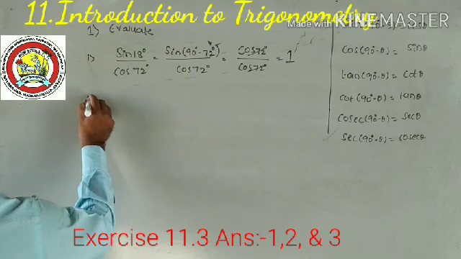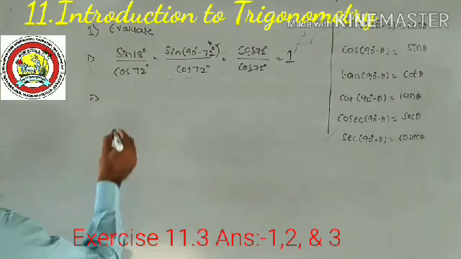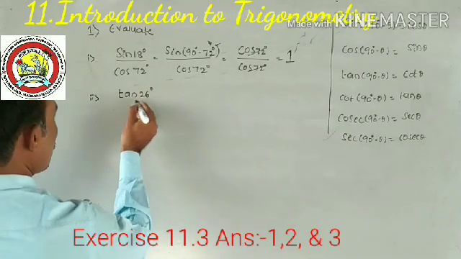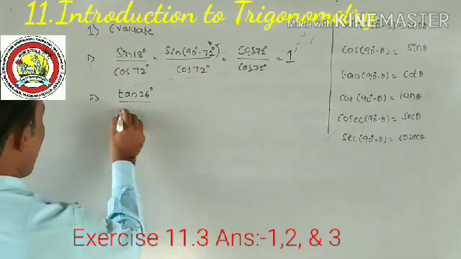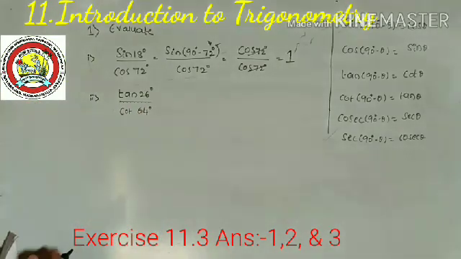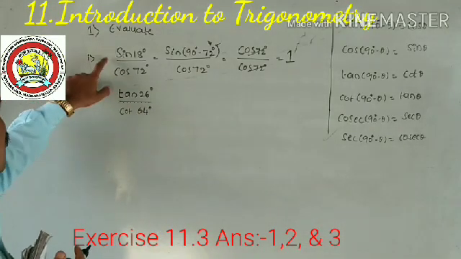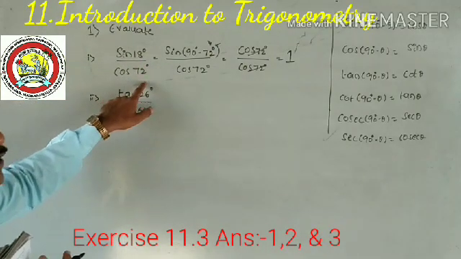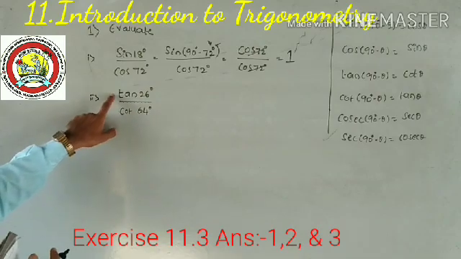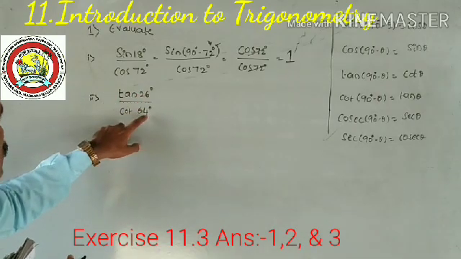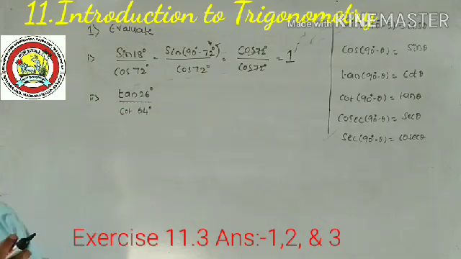Now second one, tan 26 degrees divided by cot 64 degrees. Yes, just observe here, sine changes to cos, cos changes to sine. The sum of the theta values, 18 plus 72, is 90 degree. Here also, tan changes to cot, cot changes to tan. The sum of these two angles, 64 plus 26, is equal to 90 degree.